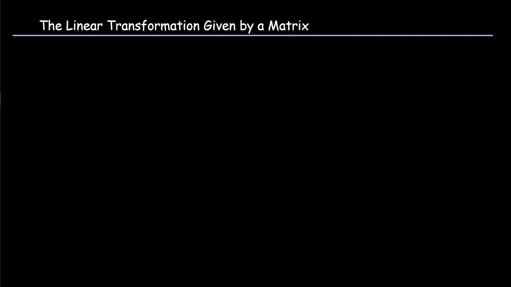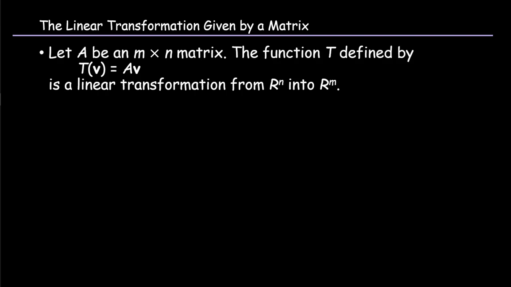So we're going to define our matrix. We're going to let A be an m by n matrix. The function T is defined by the linear transformation of v is equal to A times v. And that is a linear transformation from the dimension n into the dimension m. So Rn to Rm.